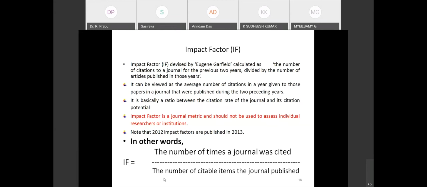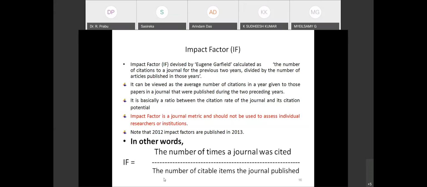Again, I'm saying impact factor was devised by Eugene Garfield. It calculates the number of citations to a journal for the previous 2 years divided by the number of articles published in those years. It can be further viewed as the average number of citations in a year given to those papers in a journal that were published during the 2 preceding years. So it is basically a ratio between the citation rate of the journal and its citation potential. Impact factor is a journal metric and should not be used to assess the individual researcher or institution.